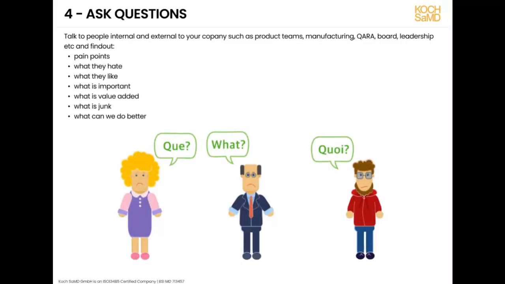The important one here is to talk to people inside and outside your organizations about your current system and find out what they hate, what they like, where the pain points are, what's important, value added junk, what we can do better, whatever you can come up with. And I think this is probably a good check for QARA departments. I know when I was head of quality, I just didn't have the bandwidth to get feedback. It's like, that's the way we're going to do it. We have to be compliant. We don't have the resource to do it.